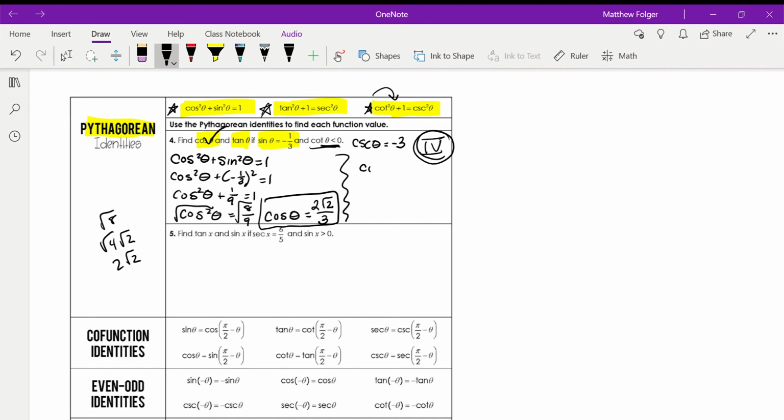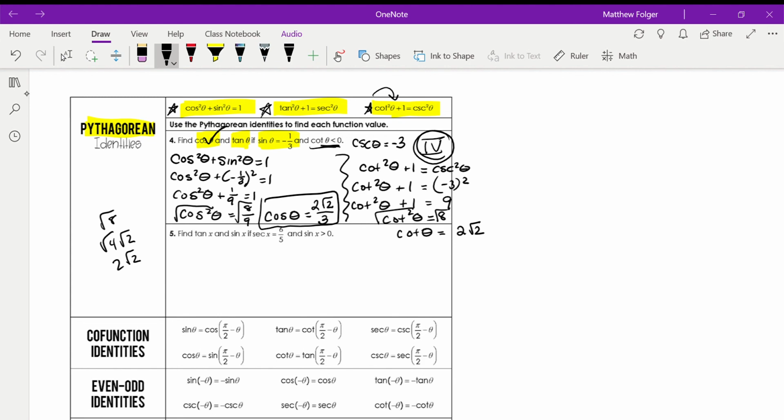So let's write that down. Cotangent squared theta plus 1 equals cosecant squared theta. And again, I know that's negative 3, which, negative 3 squared is 9. Subtract 1, cotangent squared theta equals 8. And then take the square root again. So the cotangent of theta is 2 radical 2.